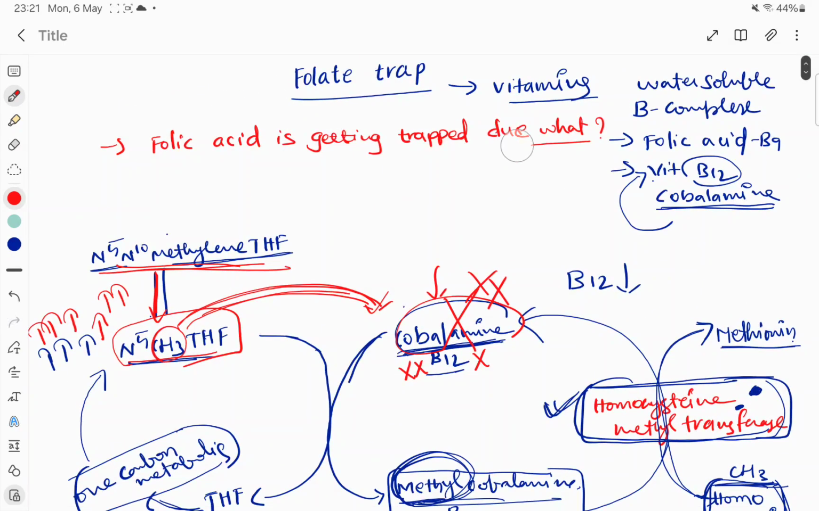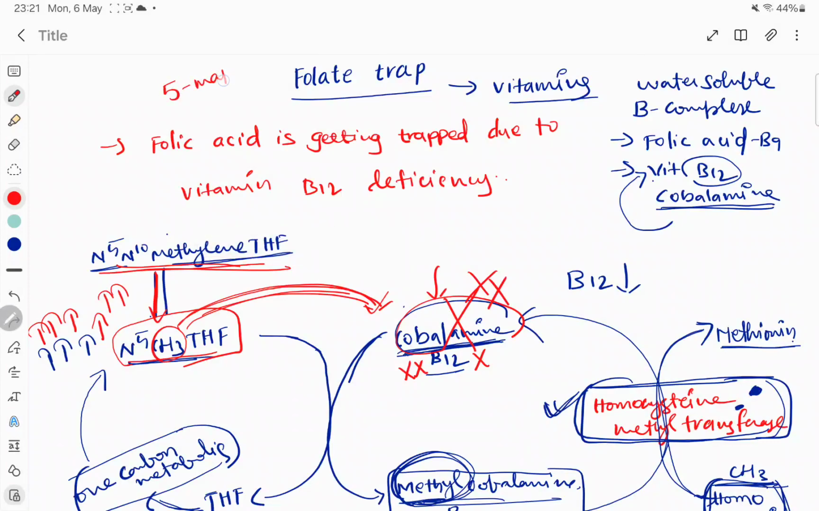Now let me write it. Folic acid is getting trapped due to what? Vitamin B12 deficiency. So this is how folic acid is getting trapped due to vitamin B12 deficiency. In this concept, you understood how folic acid and B12 are correlated, and this will be your university short question which fetches you 5 marks. So don't forget to watch this video and try to make notes. Thank you.